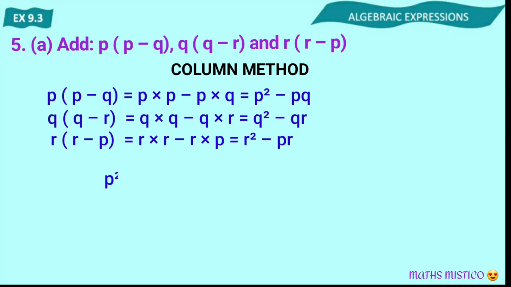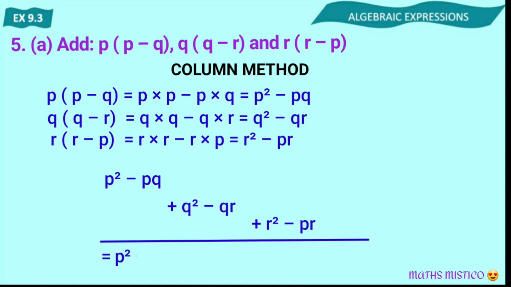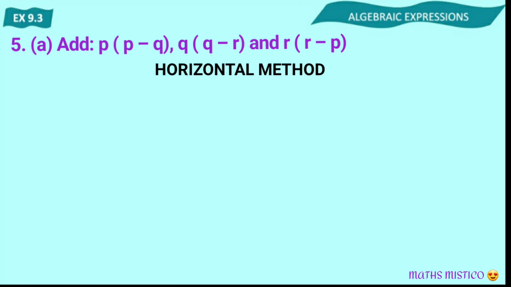Now we will write these 3 one below the other in such a way that like terms come below the like terms, and then we will add them. As there are no like terms, this is the answer. So this was how we can use the column method. Now let me discuss the horizontal method also. If you understand and practice it, you will find that this is much simpler than the upper method, and it is also faster. So try at least one question with this method.